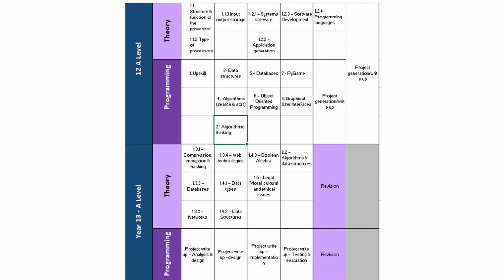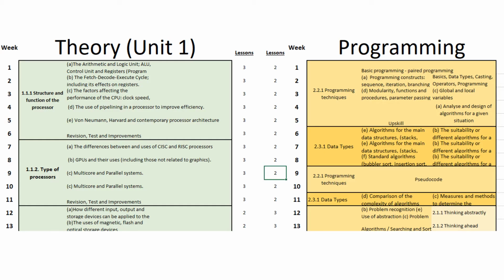Here's a quick overview of the course. You might want to pause this video to have a look at the different units that we're going to be completing. In theory, we're going to start looking at the structure and the functions of the processor. This lesson will look at the ALU, the control unit, buses, and then we'll start going into registers.